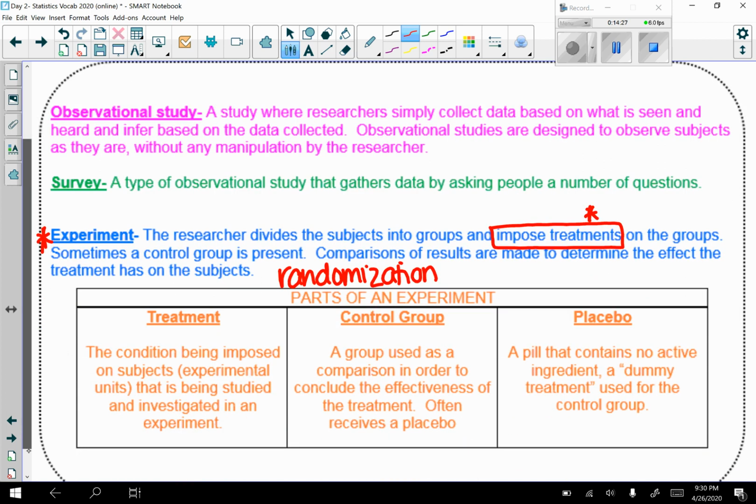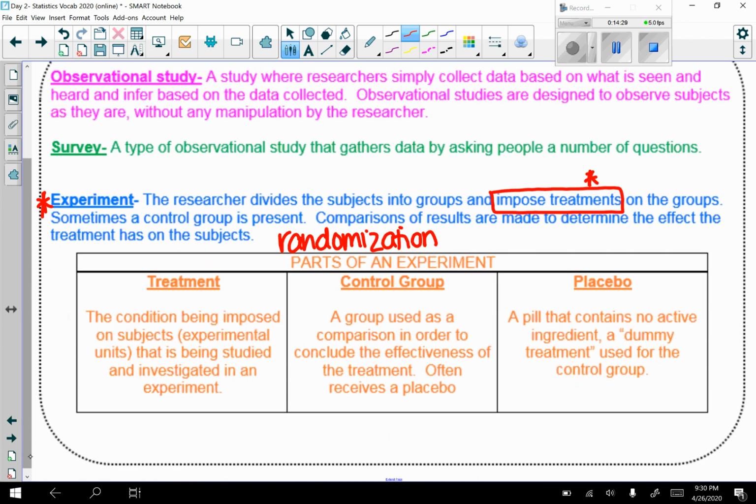So treatment group and control group were 2 other vocabulary words, as well as placebo. The placebo is usually given to the control group. It's a dummy pill. So for example, if I was testing aspirin, one group would get aspirin and one group would get a placebo or a sugar pill. That does not always need to be the case. If I was testing your heart rate, one group could be the treatment group and they had to run a mile. The other group would be the control group and they're not running a mile. Something like that is also possible.